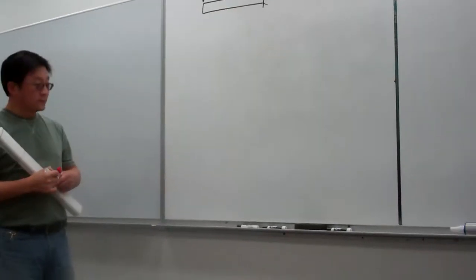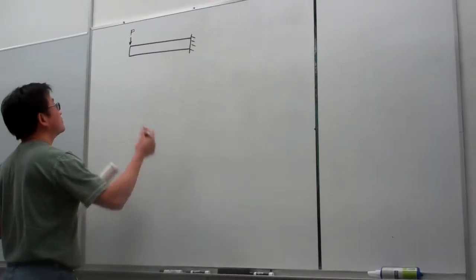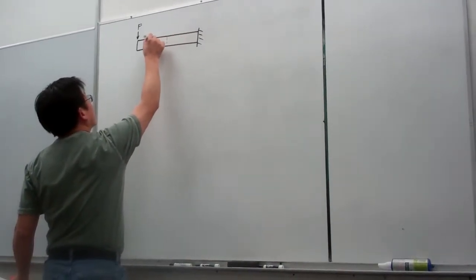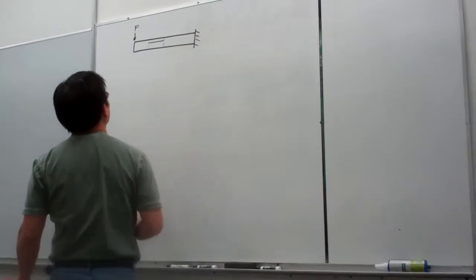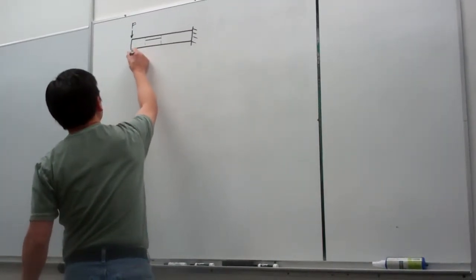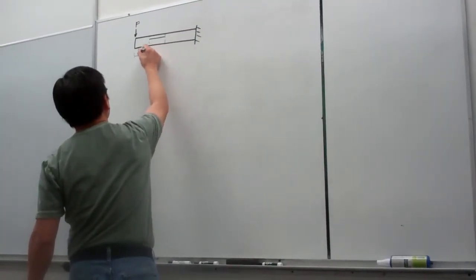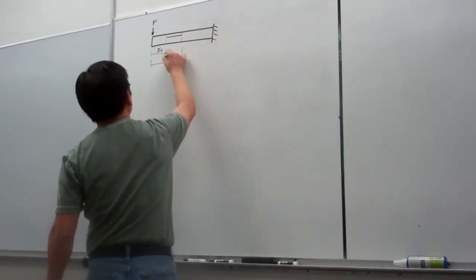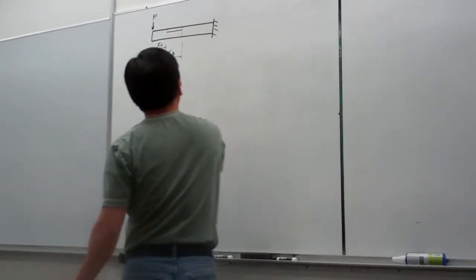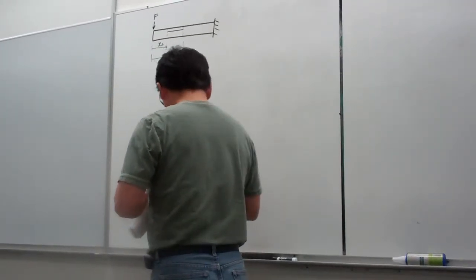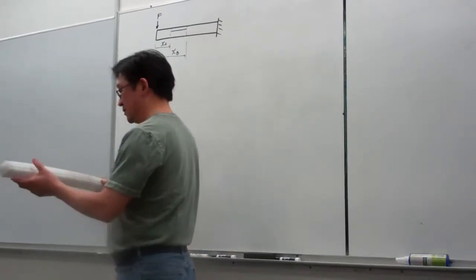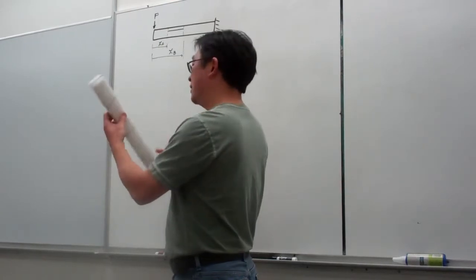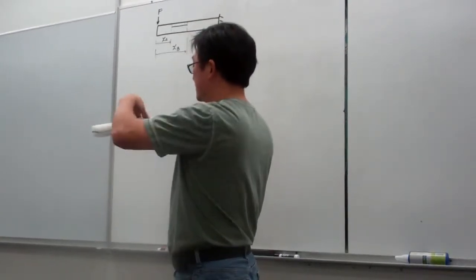The support. And so this is, for example, XA, and here it's XB. So last time what we have learned is this. This is the loading of the beam, something like this.